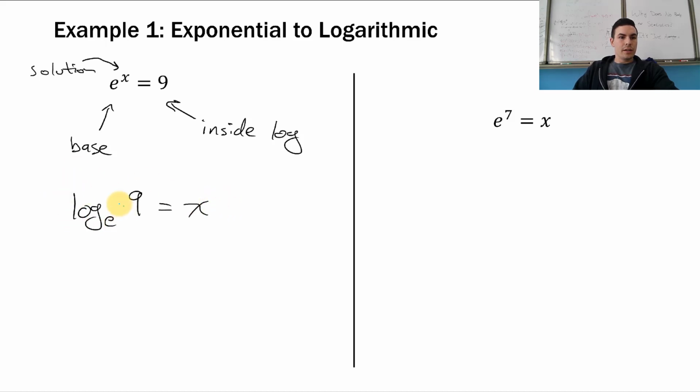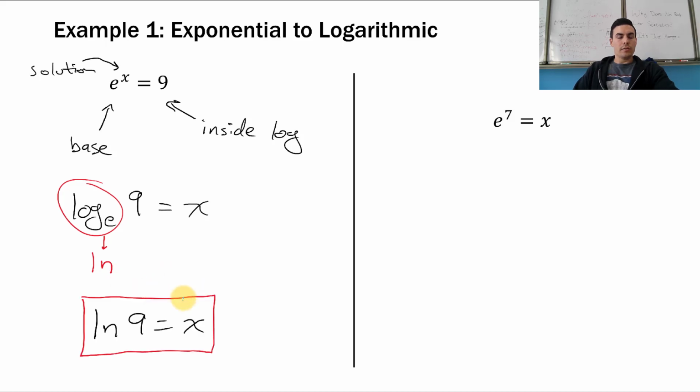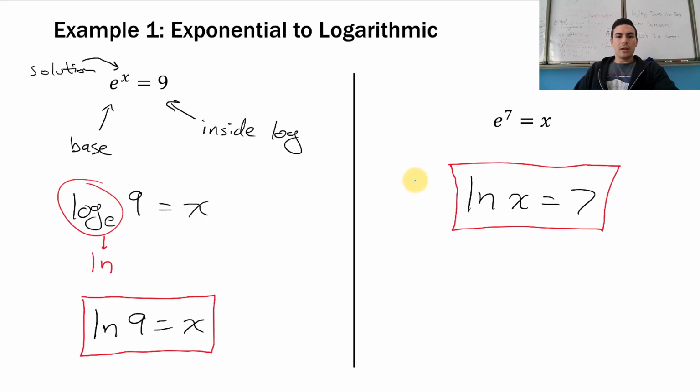Now I said earlier, we don't represent natural log like this. We're going to write it as ln, natural log. So our conversion looks like natural log of 9 equals x. So take this same logic, pause the video quickly, and write down what e to the 7th equals x looks like as a logarithmic equation. Okay, so that should look like natural log of x equals 7.